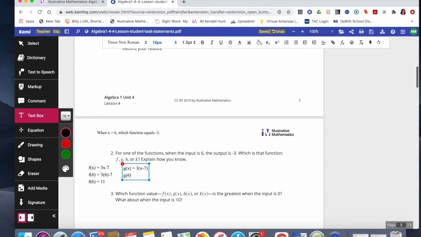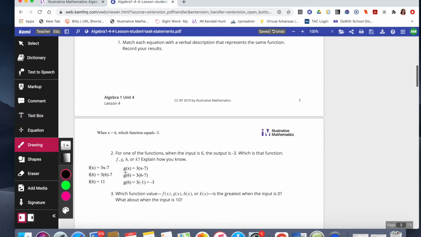So everywhere I see x in this function, I am substituting a 6 for that. So 6 minus 7. So g of 6 equals, well, 6 minus 7 is negative 1. So I'll go ahead and show that step, negative 1. And 3 times negative 1 equals negative 3. So this one is our function.